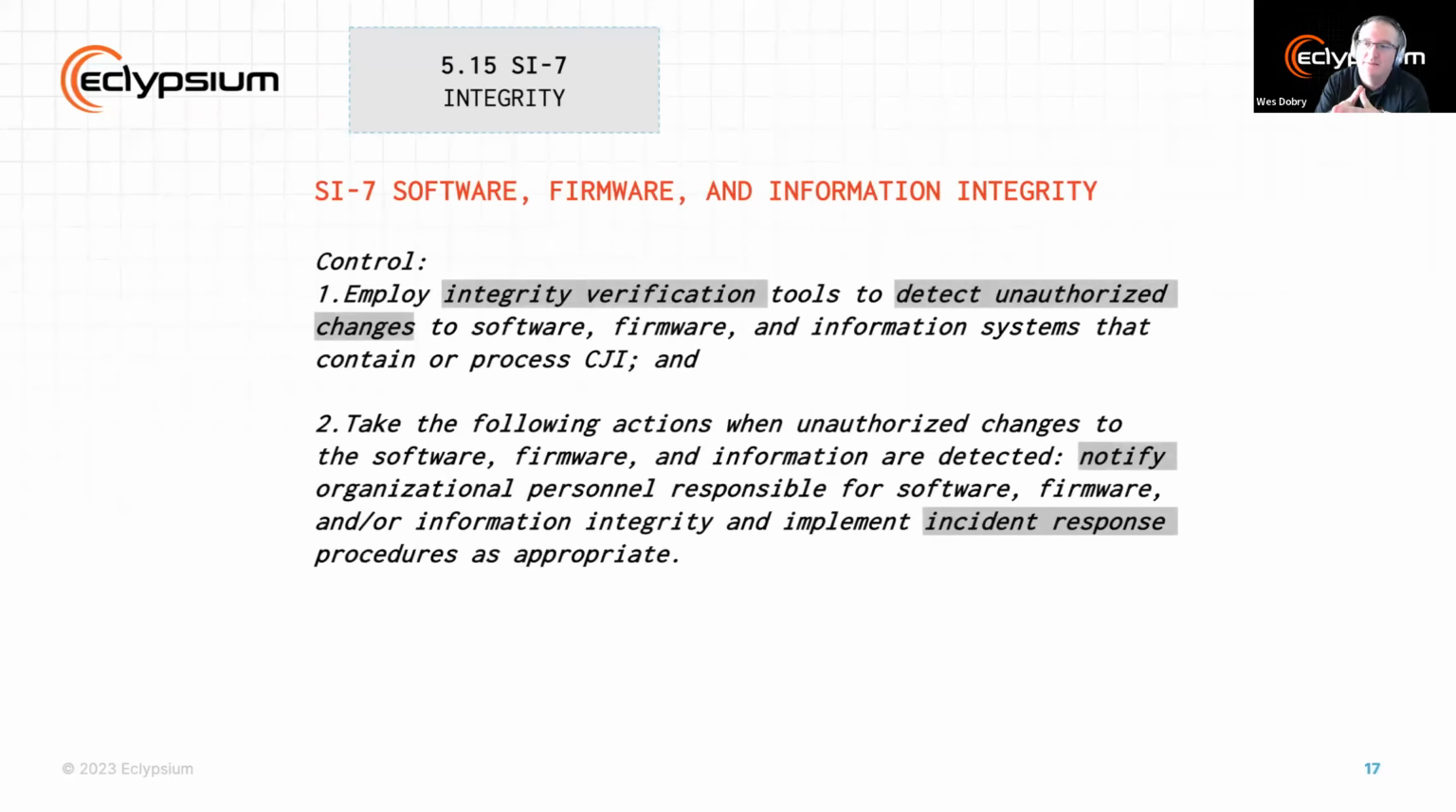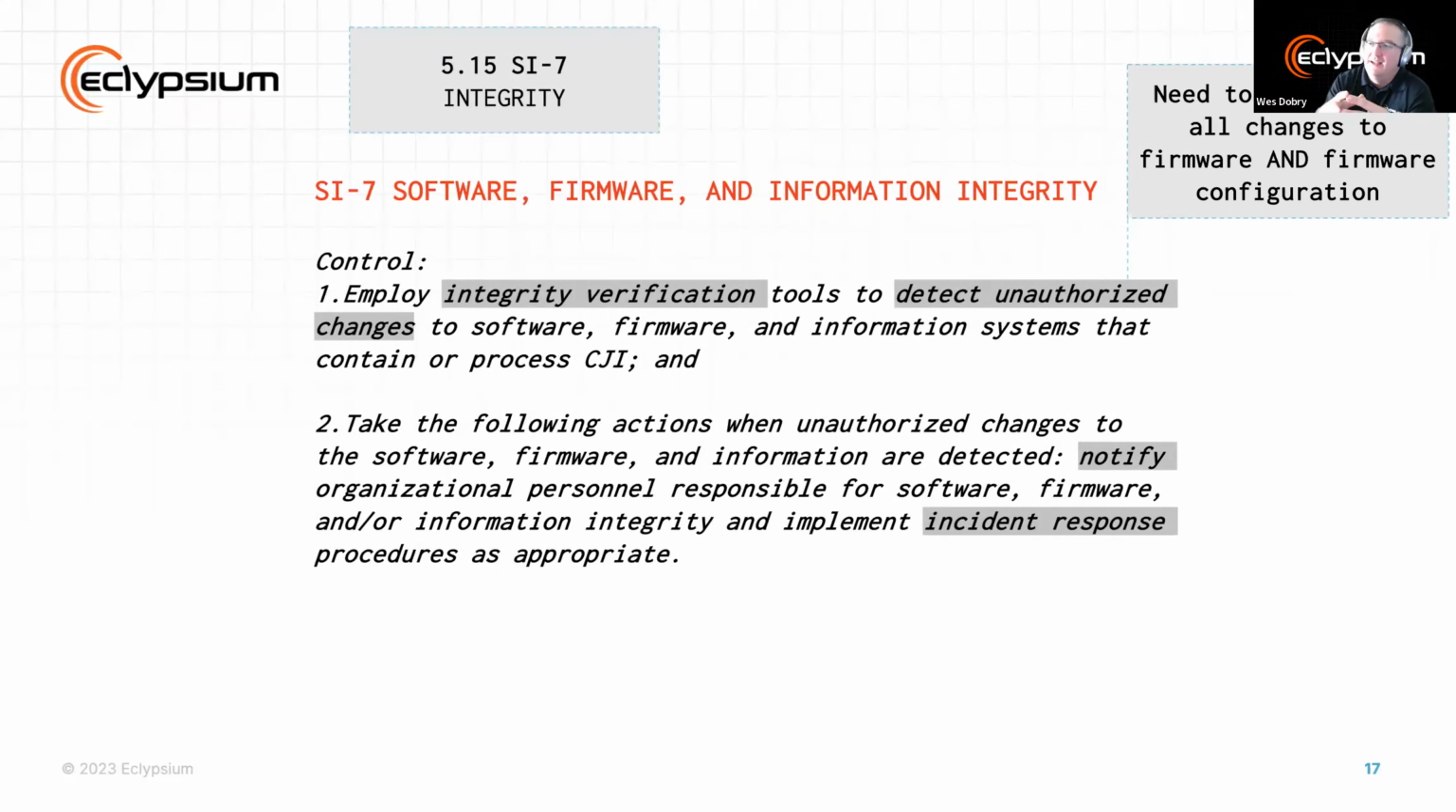Now the fun one, and this is arguably the largest part of the new controls that have been added and uses some of the most unique language within it. When we look at this one around software, firmware, and information integrity, they use that new term integrity. So when we think about looking for unauthorized changes within the software, that means that now we also need to be looking at firmware and firmware configuration for changes. And this means identifying, hey, the firmware changed, and then understanding what that change entails.